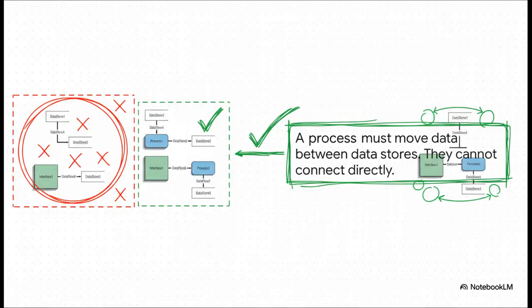This visual makes it crystal clear. The diagram on the left, where two data stores are trying to talk to each other, that's an illegal move in the DFD world. The correct way, on the right, always has a process sitting in the middle, doing the work of moving the data.